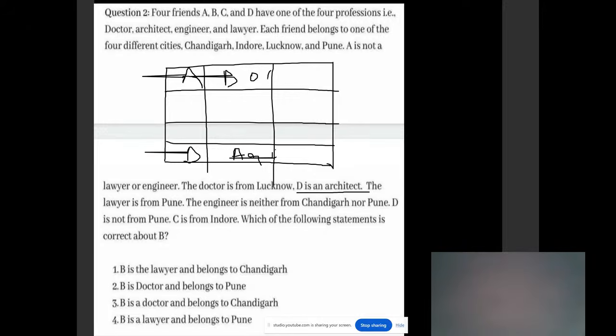A is a doctor. They also gave that the doctor is from Lucknow. So the first one is clear: A is a doctor and A is from Lucknow. That is clear. D is an architect.